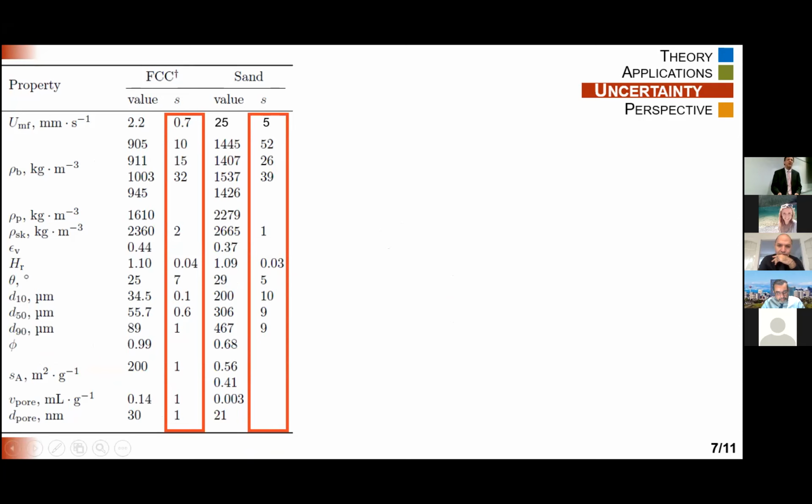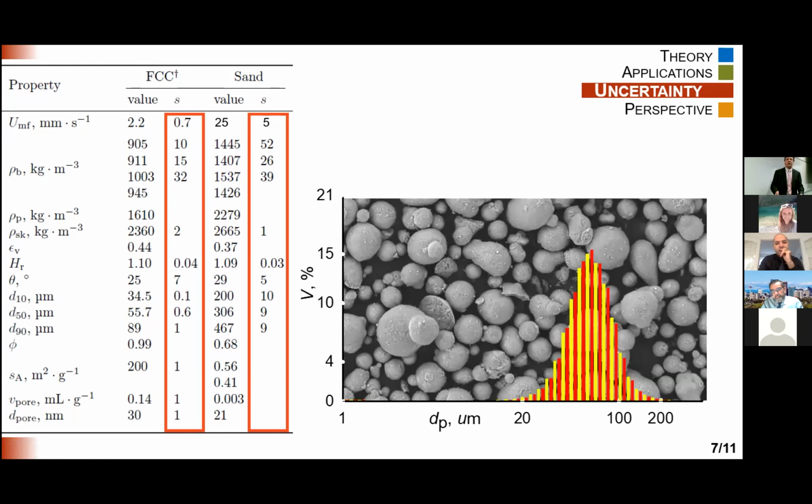Okay, so we've got 2.2 millimeters per second, plus or minus 0.7 for these 15 people. And then we've got 25 millimeters per second, plus or minus 5. So there's a huge range. And so when people give 3 significant figures on a correlation for fluidization, it's just like they're not serious. Okay, so here is the particle size distribution and shape.